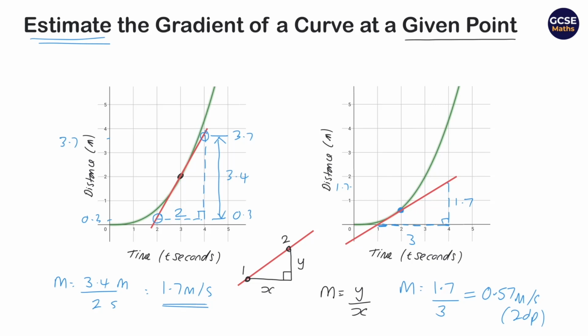So we're looking at something called the rates of change. We're going from a speed of 0.57 and the change is increasing to a speed of 1.7. This is how we estimate the gradient of a curve at a given point.